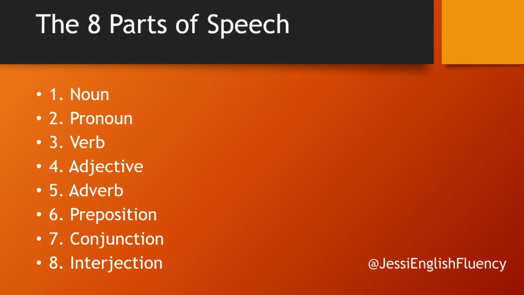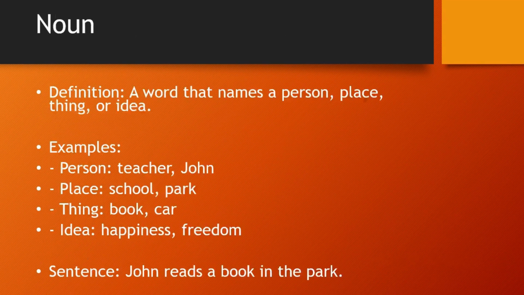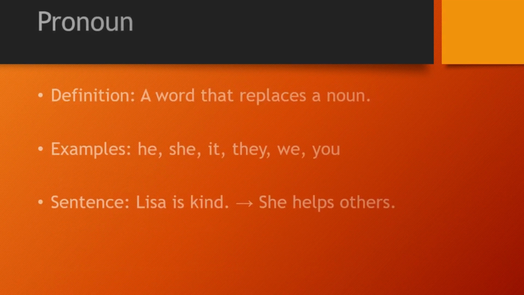Let's start with the first one, noun. A noun is a word that names a person, place, thing, or idea. For example, teacher, school, book, or happiness. In the sentence John reads a book in the park, John, book, and park are all nouns. They give names to people, places, and things.